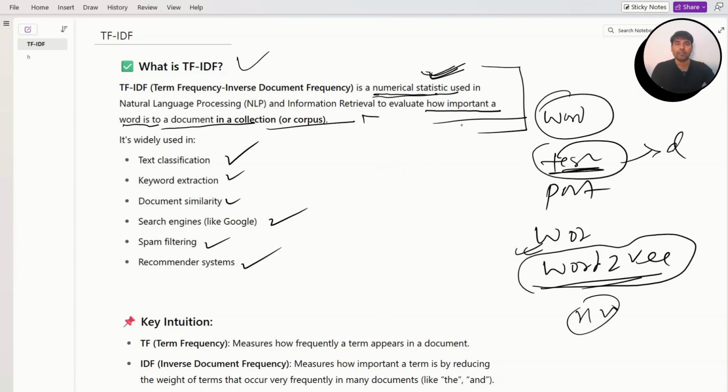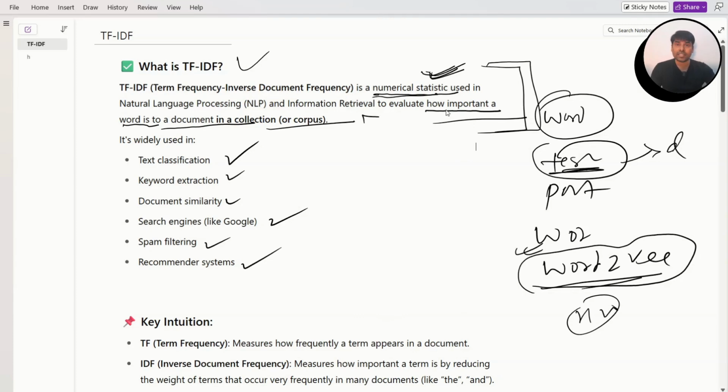I will cover that, but this is the whole intuition. It tries to find the importance of any word. If somebody asks in an interview what TF-IDF is, your answer should be that it tries to find the importance or weightage of a given word in a given document. This is the intuition. I will talk about it in detail.